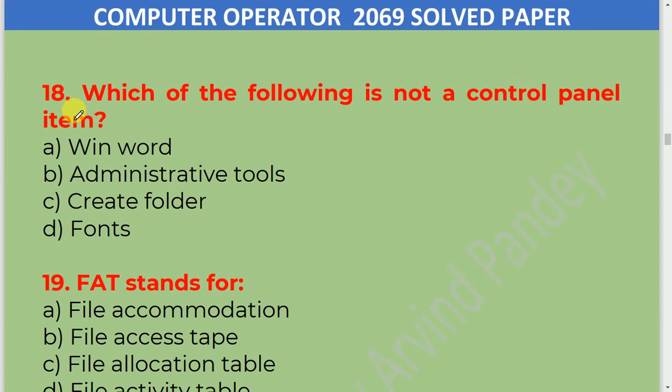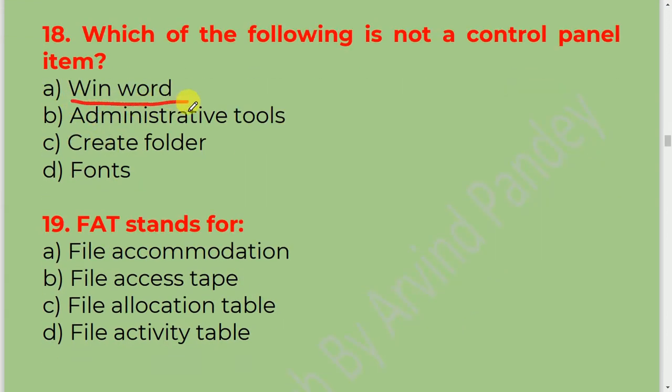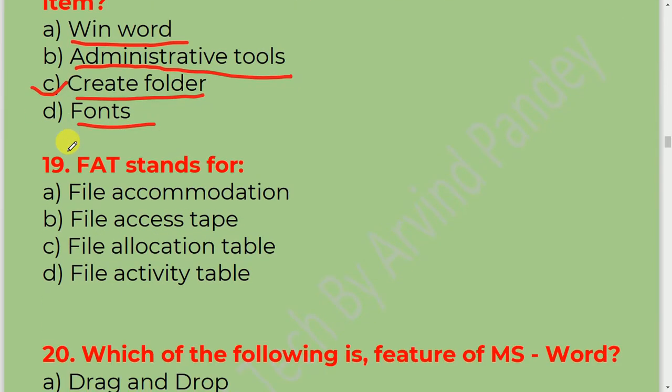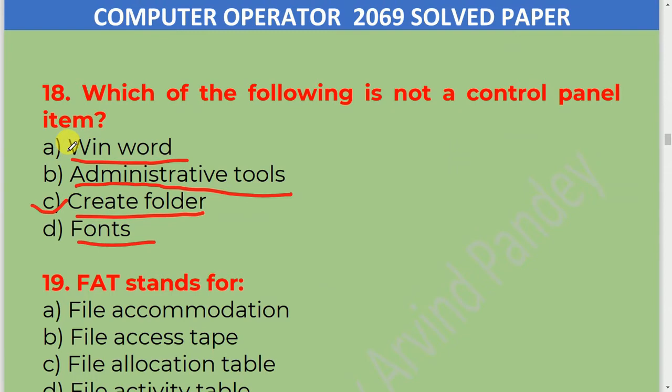Question number 18. Which of the following is not a control panel item? Option A, WinWord, B, administrative tools, C, create folders, D, fonts. So the correct option is C, create folder. Create folder is not a control panel item.